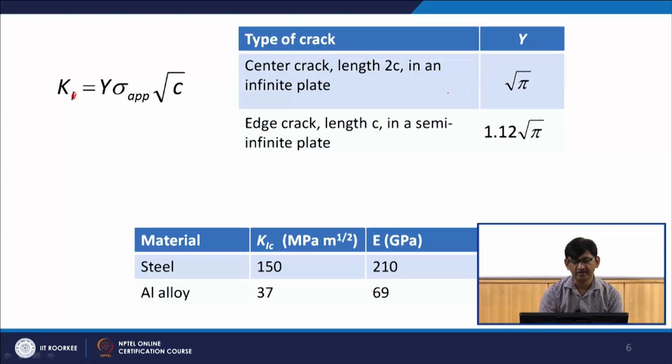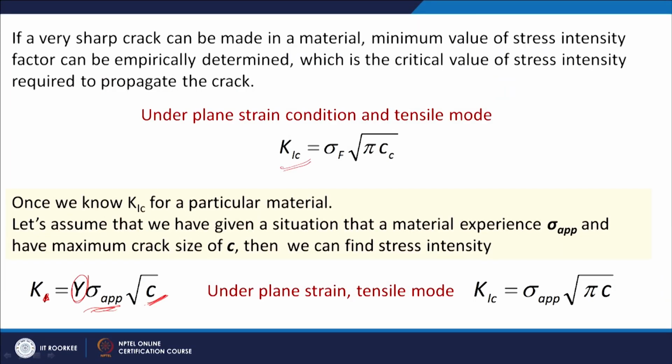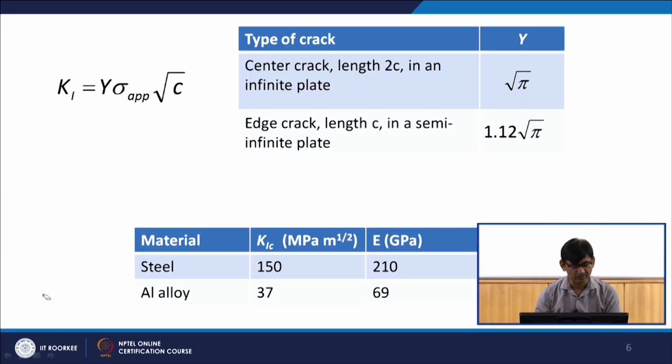So, as I told you, in general I will write it as K equal to y sigma applied under root C. If it is a center crack with length 2C in an infinite plate, under plane strain condition, then 1 I can always use, because 1 is for plane strain tearing mode, tensile mode. So, I can use that, and y I will put according to what kind of crack is there. If it is a center crack within the material, a through crack with length 2C in an infinite plate, it is a plane strain condition.